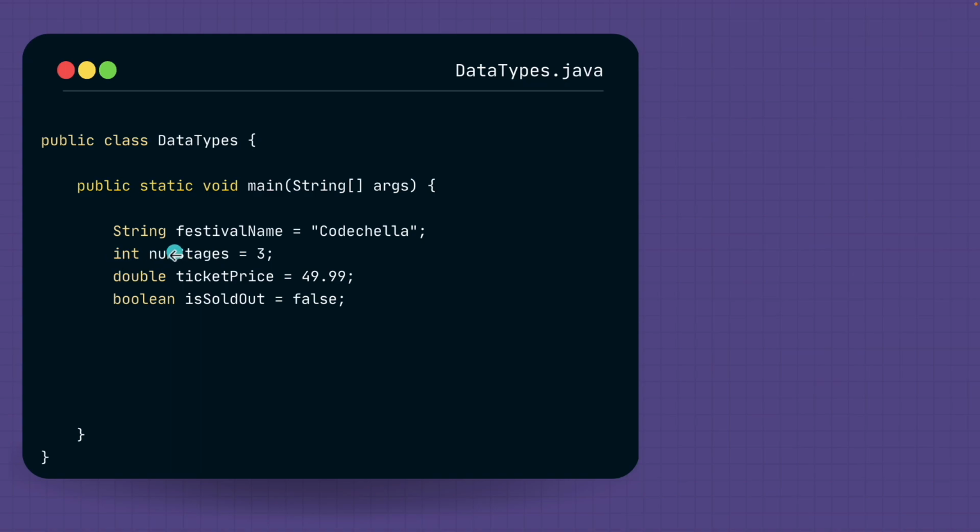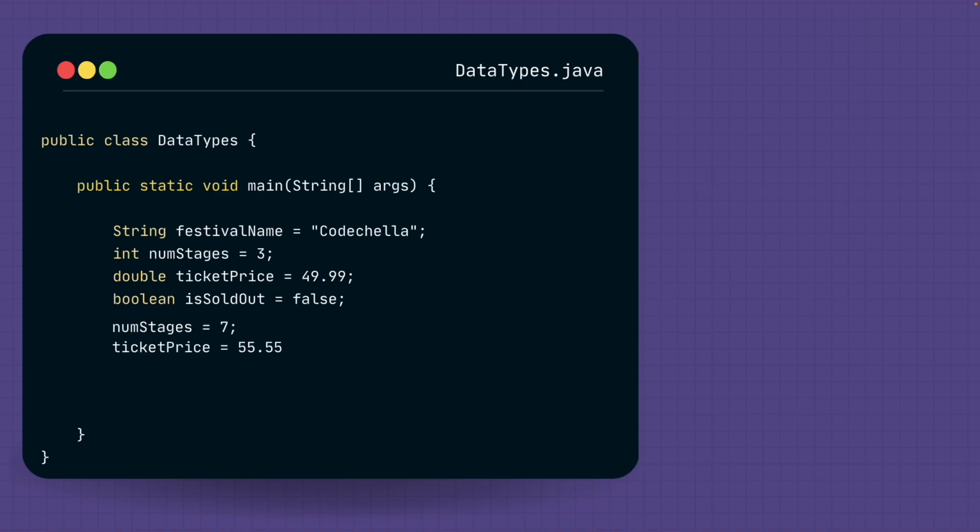Then we have integers. We write them as int, and we give it the value of 3. So these are non-decimal values. Then we have double, and this we can have decimal values. So here we can have 49.99. And then we have booleans, which we have written as is sold out, and we can give it either true or false. We cannot have anything else in between.